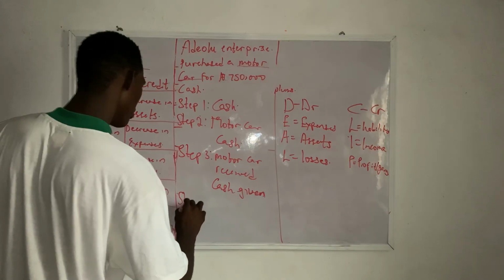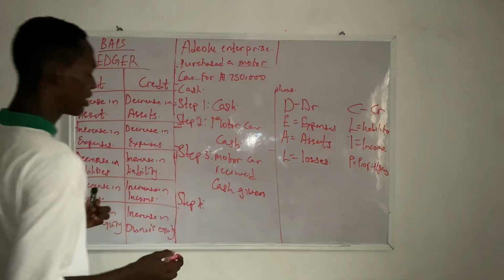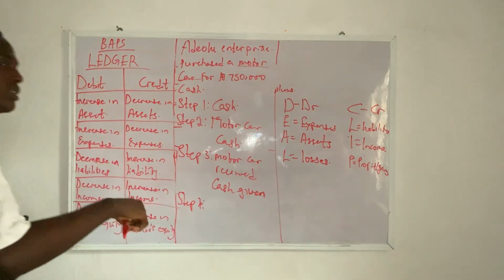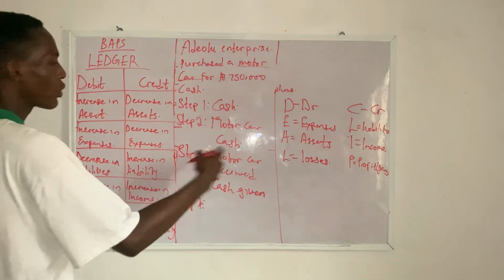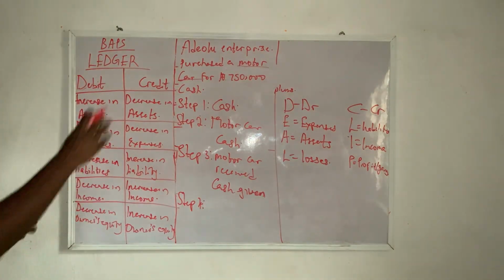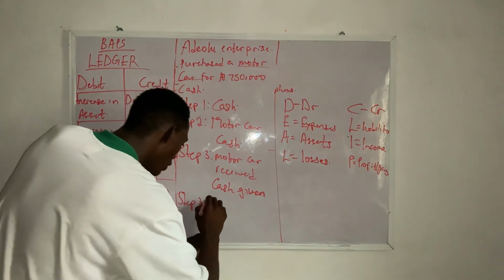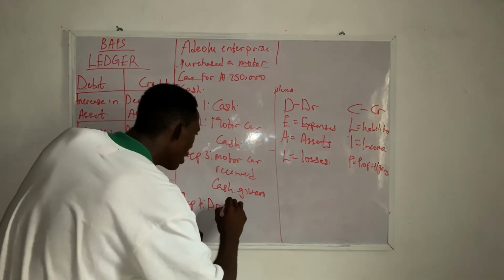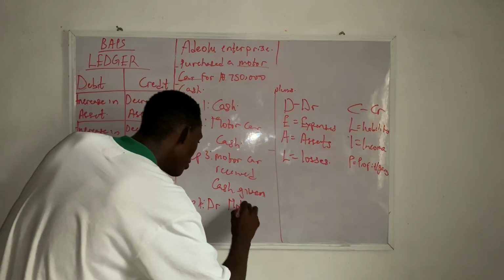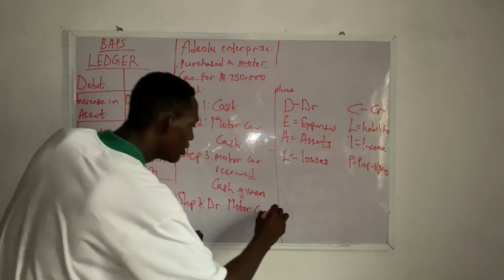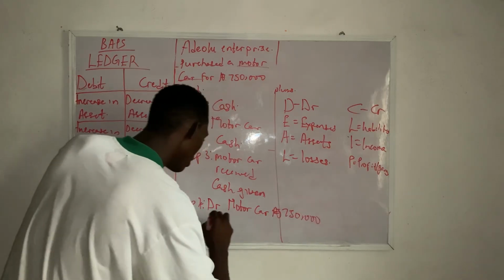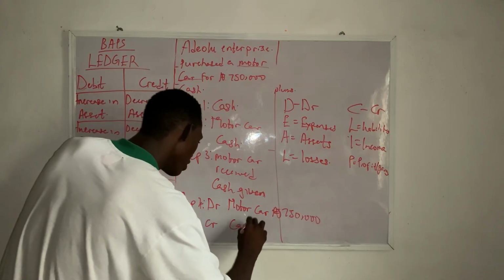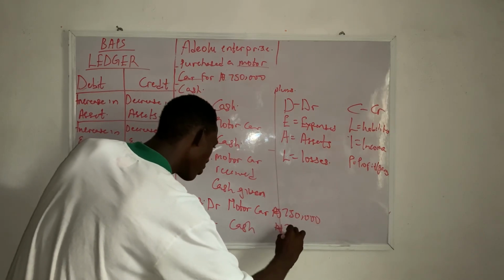So step four, or let me just call it the last step. You debit the receiving account and you credit the giving account. So motor car is receiving because motor car is coming into Adeolu Enterprise business. So therefore you debit motor car and you put the amount 750,000. Then you credit what? Cash with the same amount.